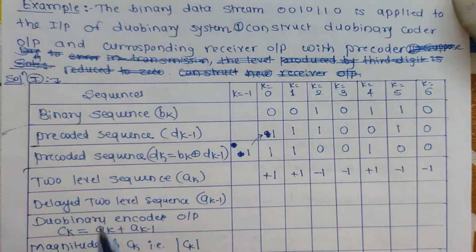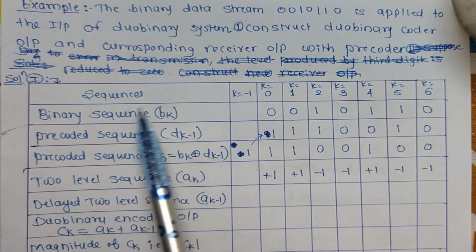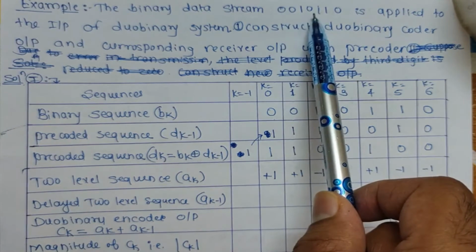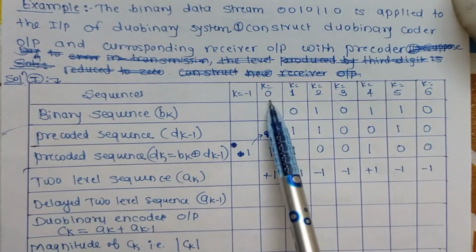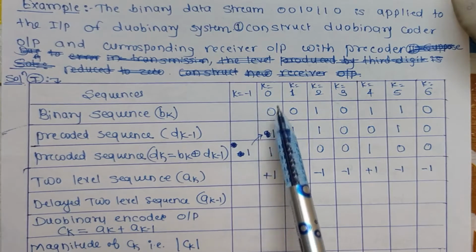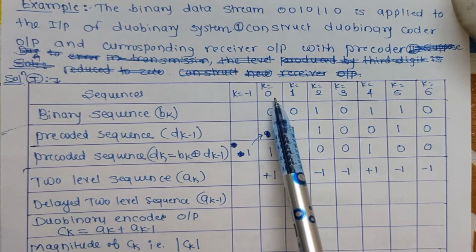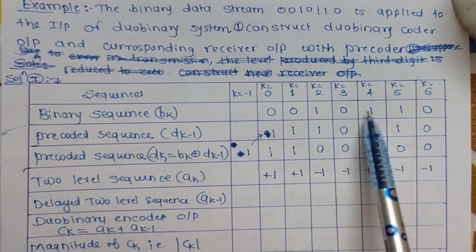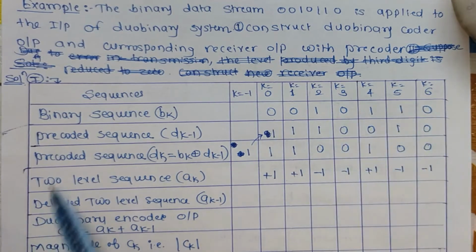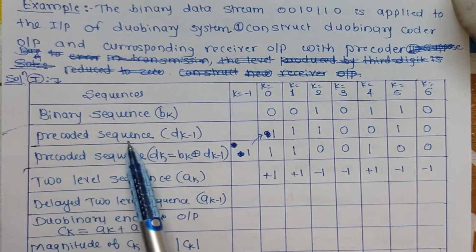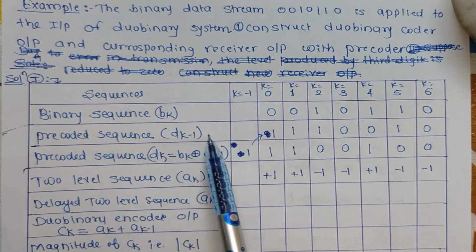Now let me first write the sequence, and see how many bits there are. There are a total of 7 bits, and there may be some previous bits we may use in this numerical. So I can write k equal to 0, 1, 2, 3, 4, 5 up to 6. The bits are 0 0 1 0 1 1 0. This is my binary sequence b_k. The next is the precoded sequence d_(k-1).